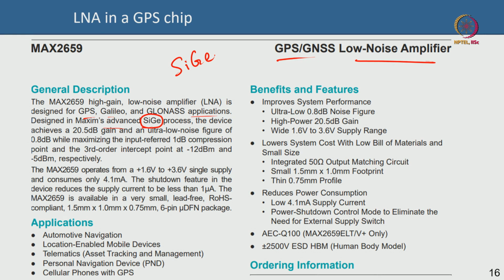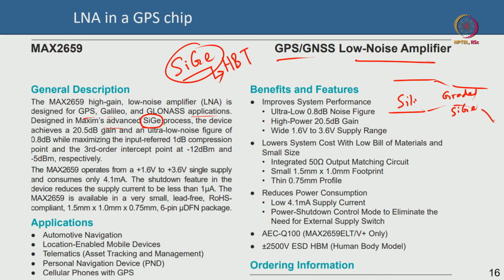What is a silicon germanium device? It is an HBT. Silicon germanium is an HBT, no questions asked. HBT stands for heterojunction bipolar transistor. Essentially this has a silicon emitter and a graded silicon germanium base, and then again a silicon collector, sorry. This is a silicon germanium HBT and it is often used along with a CMOS process.